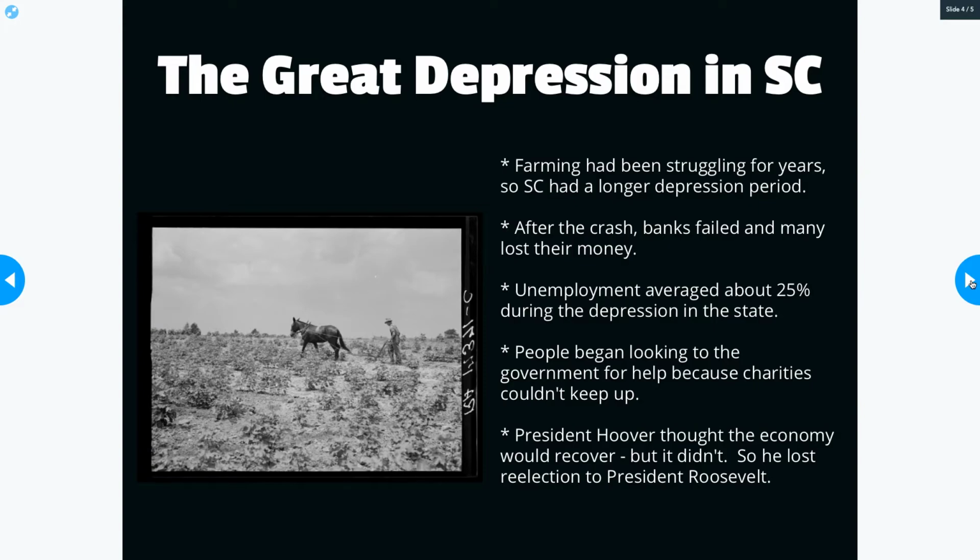After the crash, banks had actually used people's money. So let's say I deposited $100 in my bank. The bank took my $100 and invested in the stock market. But then after the stock market failed, the bank just simply had no money to give me. So that freaked people out, causing long lines in the cities and outside of banks because everybody was trying to get their money, but there simply was no money to be had.